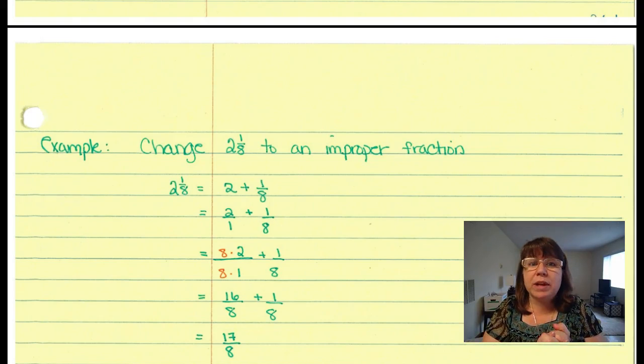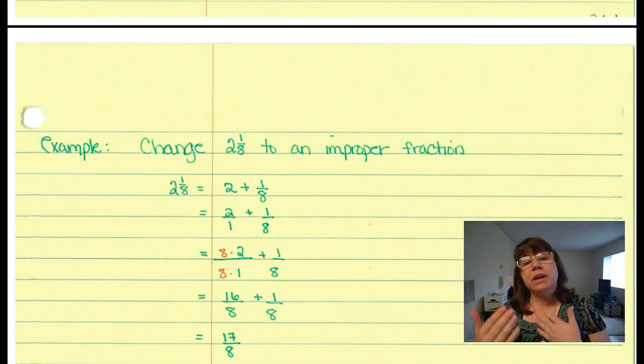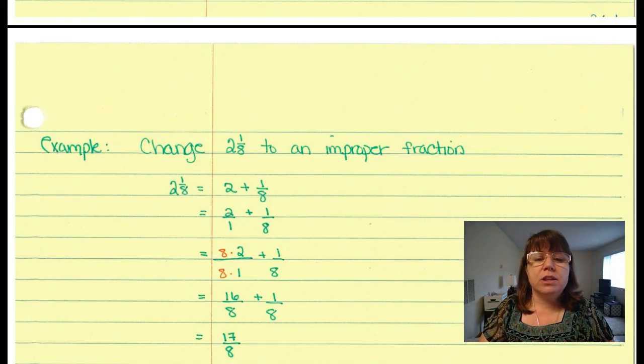Now let's try another one, 2 and 1/8. So 2 and 1/8 is the same thing as saying 2 plus 1/8, but I need to again change my 2 to where it has the same denominator as my 1/8 so I can combine them together. I can always make a 1 look like an 8 by multiplying it by 8, but what I do to the denominator, I must do to the numerator. So multiply the top by 8. That would give me 16/8 plus 1/8, or 17/8.